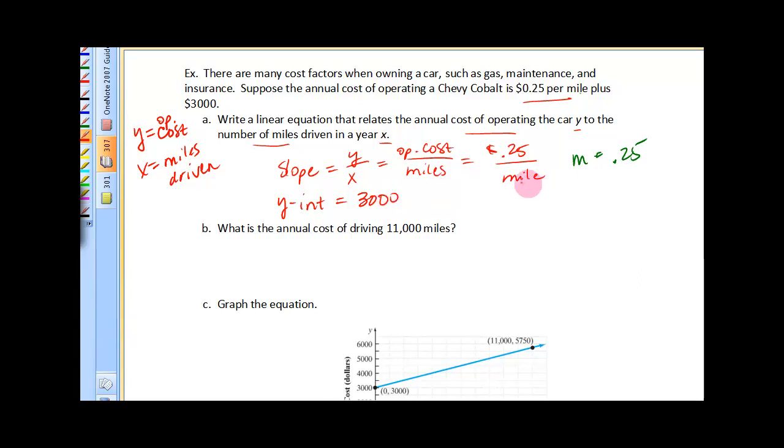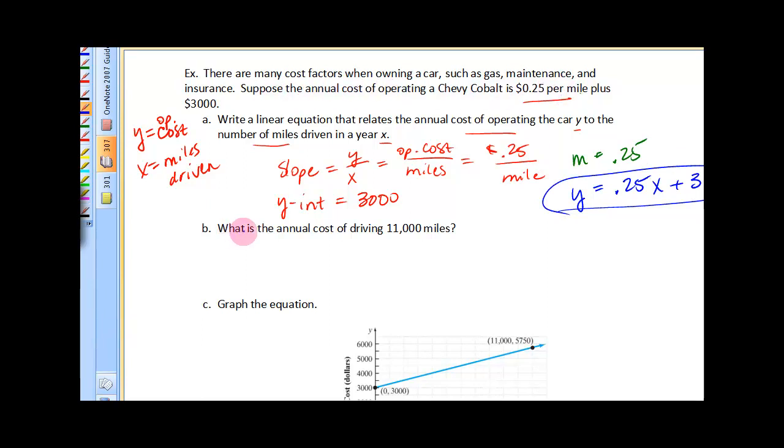So I can write my equation. I'm going to write it in blue because I'm losing track here. My equation is y is equal to 0.25x plus $3,000, and that is the equation for this model.